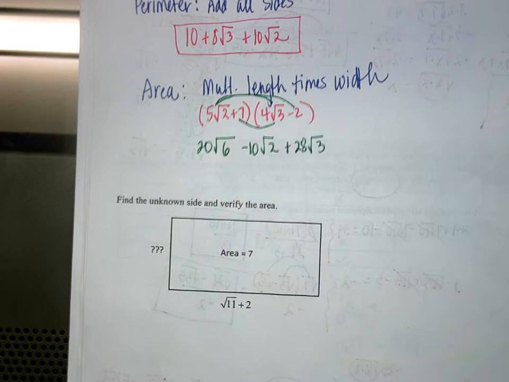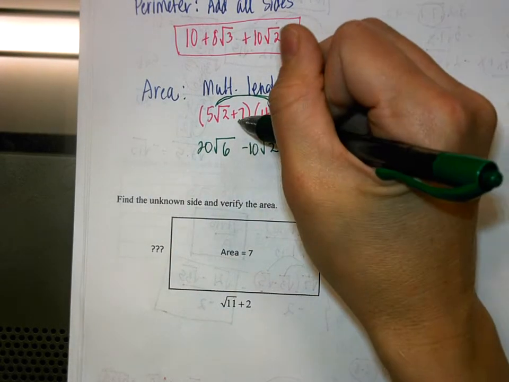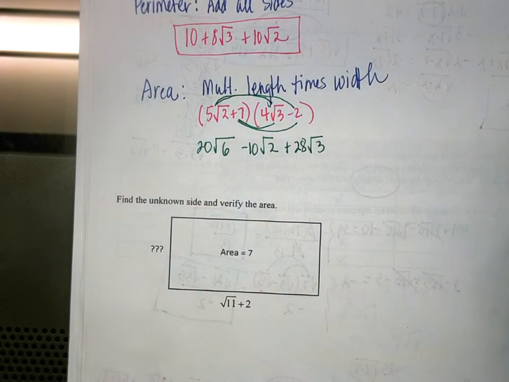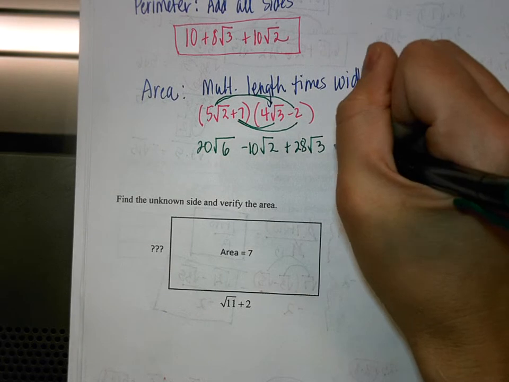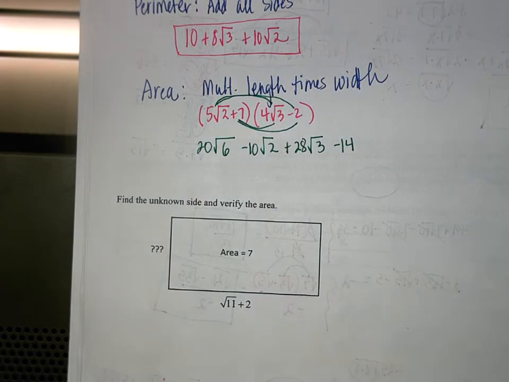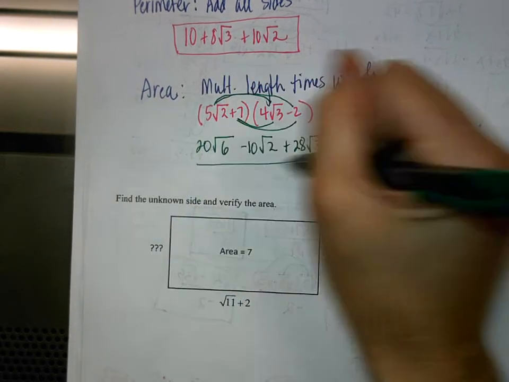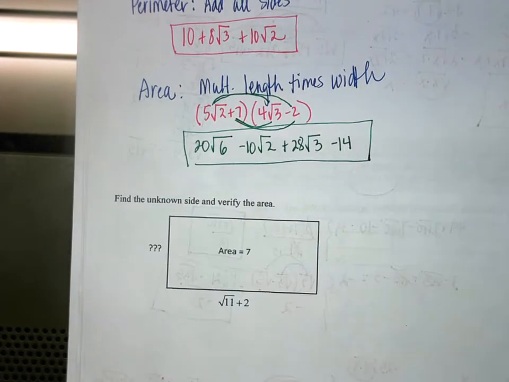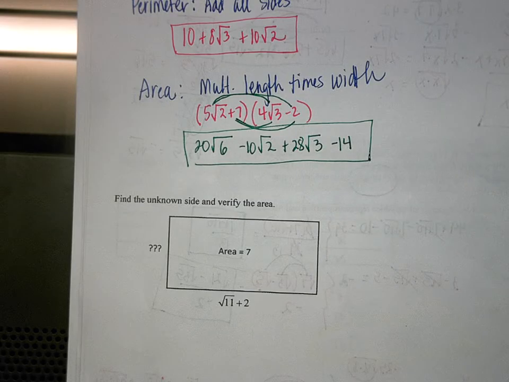And then we have 7 times negative 2, which is what? Negative 14. Are there any like terms anywhere in here that I can add together? Is there anything I can break down and make it something else? No. So this is my final answer. Okay. All right, next one. Are you ready?